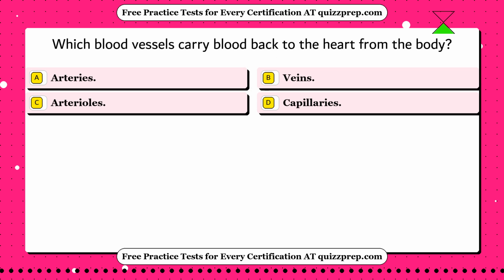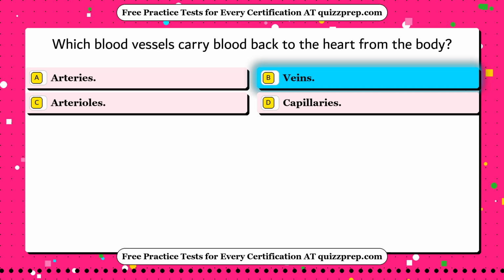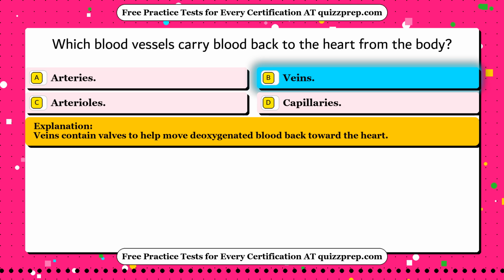Question 107. Which blood vessels carry blood back to the heart from the body? Option A, arteries. Option B, veins. Option C, arterioles. Option D, capillaries. The correct answer is option B, veins. Veins contain valves to help move deoxygenated blood back toward the heart.